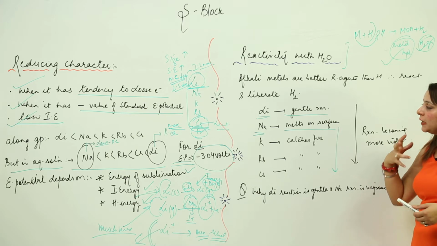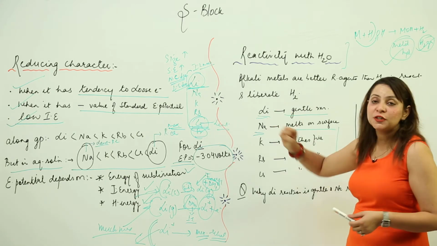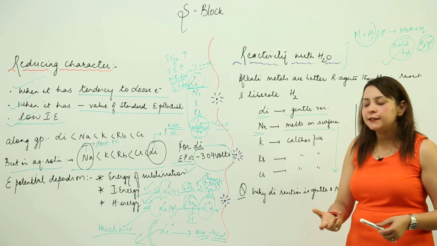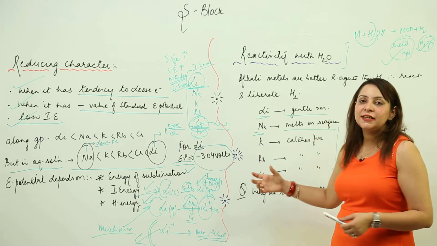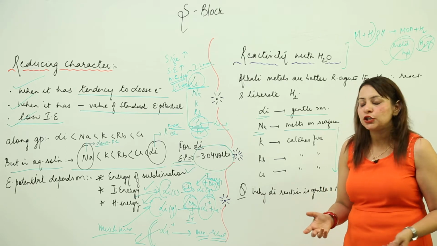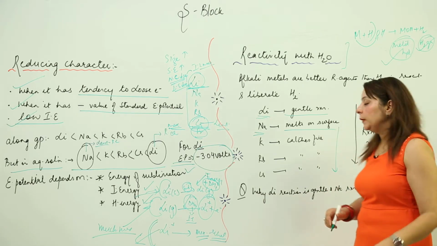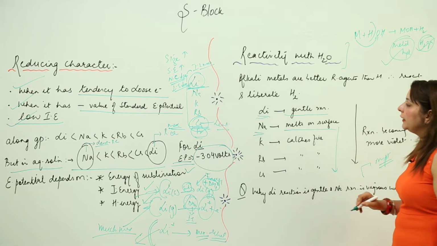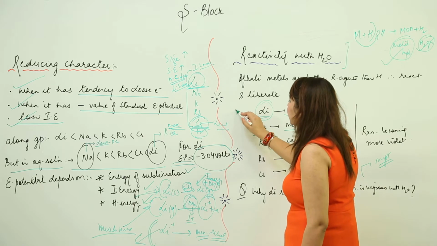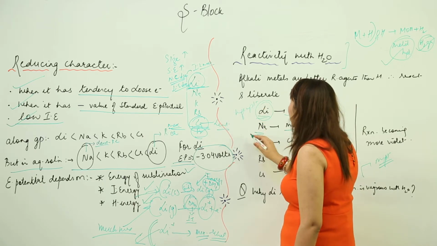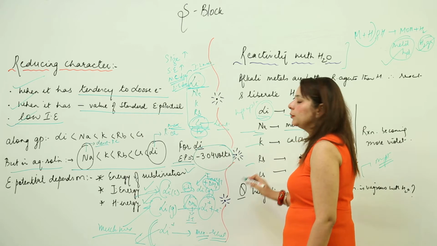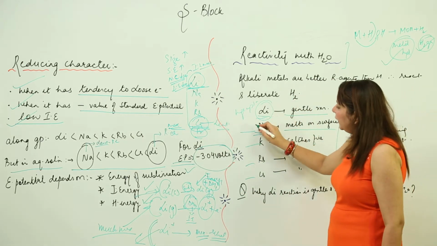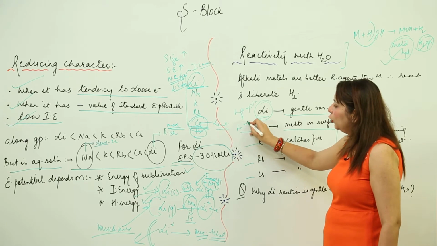Now the question must be in your mind: though lithium is the smallest in size, it reacts gently, while sodium melts on the surface, and potassium, rubidium and cesium actually burn. What is the reason? We can explain this on the basis of melting point. Lithium has a somewhat higher melting point as compared to sodium, potassium, rubidium and cesium, which have comparatively low melting points.